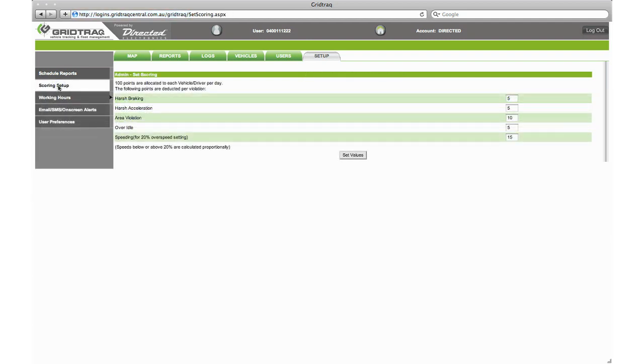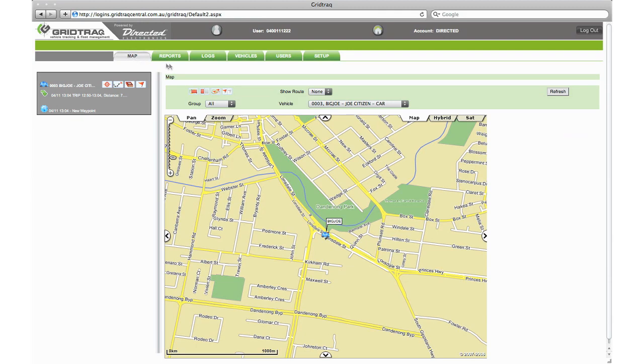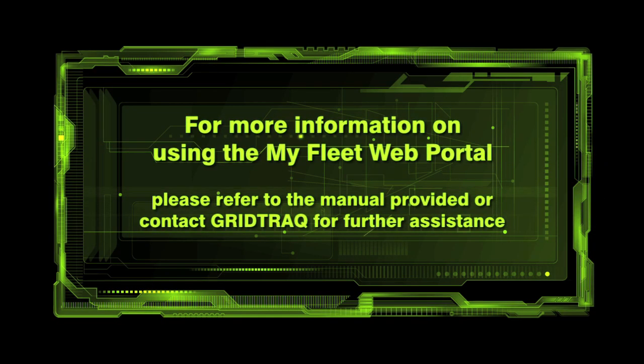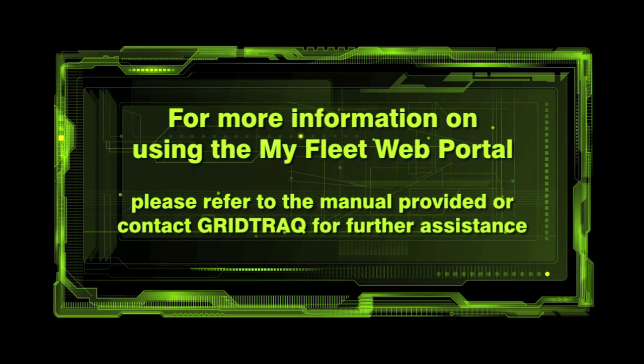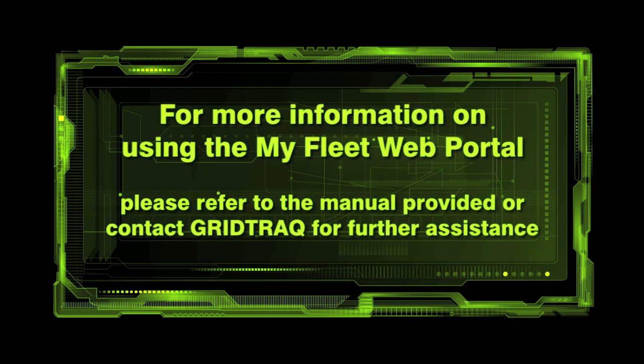On-screen alerts will be displayed at the top of the portal window, notifying fleet managers of any outstanding alerts. For more information on using the My Fleet web portal, please refer to the manual provided or contact Gridtraq for any further assistance.